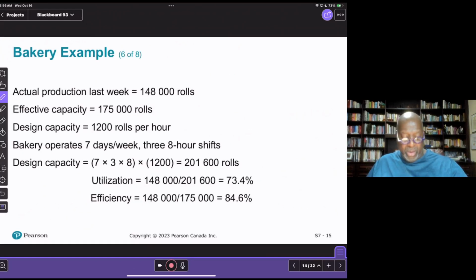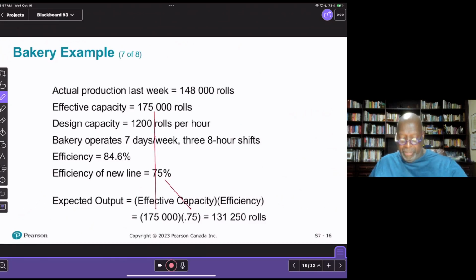All right, so these are relatively straightforward calculations that all of you are supposed to be able to do. So just kind of summarizing what we have here: the actual production, the effective capacity, the design capacity, which can be converted to 201,600, and then we could calculate our utilization, which is actual over design, and the efficiency, which is actual over the effective capacity. Okay.